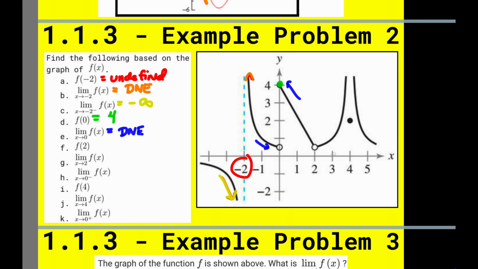F of 2 is undefined. There's no islands anywhere where that exists, so we're just going to write undefined again. If you want, you could just write this. It's probably easier to do it that way.